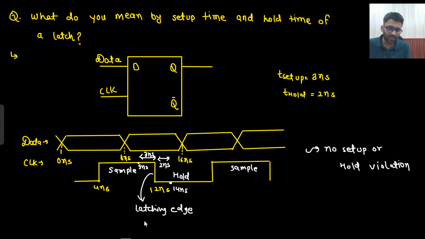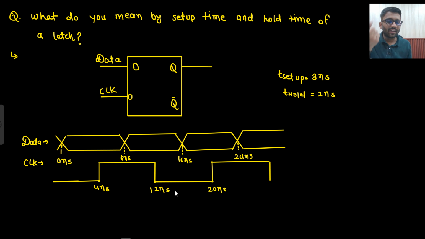So this was your setup time requirement and this was your hold time requirement. Okay, so this is what it will see. Understood this point? Okay. Let's see it in negative edge triggered. So in negative edge, not negative edge, I should say negative level triggered.